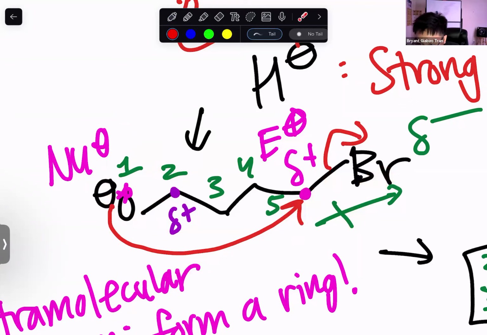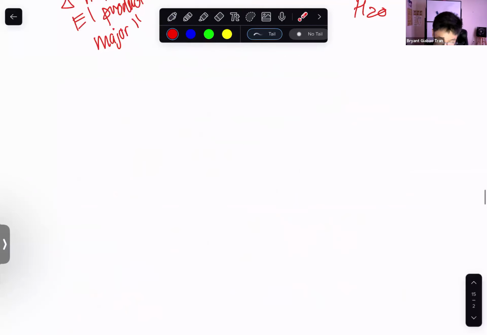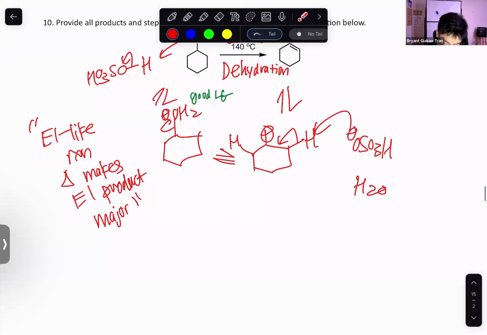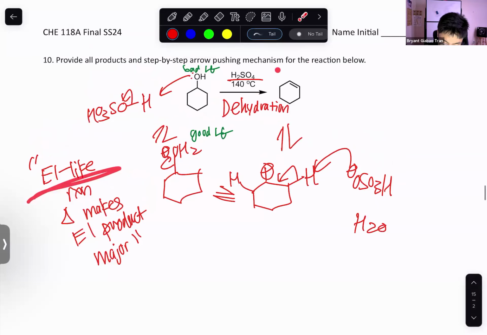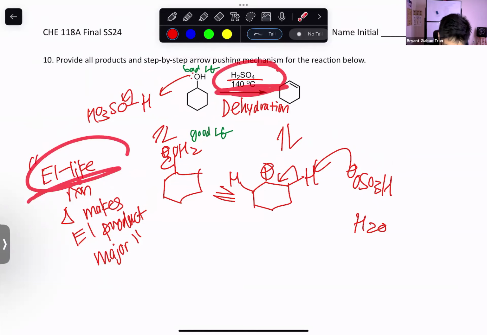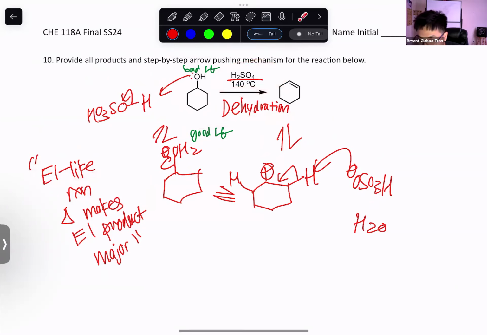Are there other reactions to watch out for that are based on different temperature, like number 10? So temperature for 118A, just think of it as E1, like for dehydration. You'll learn more about temperature stuff in 118B, but the temperature for 118A is E1. So for 118A, that's all you need to worry about.